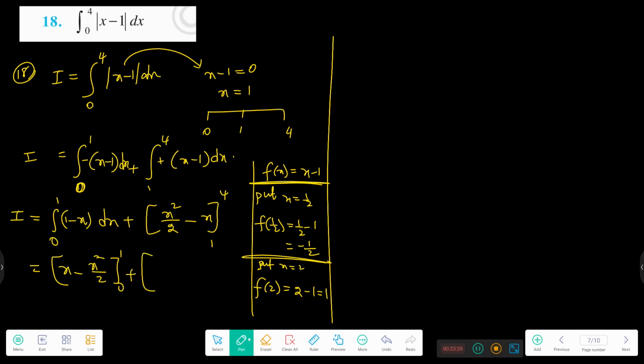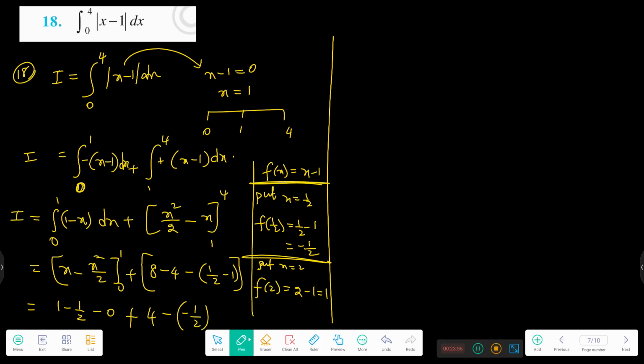Now apply the limits. First for 4, when I apply the upper limit, what am I getting? 4 square is 16, 16 by 2 is 8, minus 4. Lower limit: 1 square, 1 by 2 minus 1. Like that here also you have to apply. Upper limit gives 1 minus 1 by 2, lower limit 0. Plus 8 minus 4, that is 4. And when you subtract this, what will you be getting?